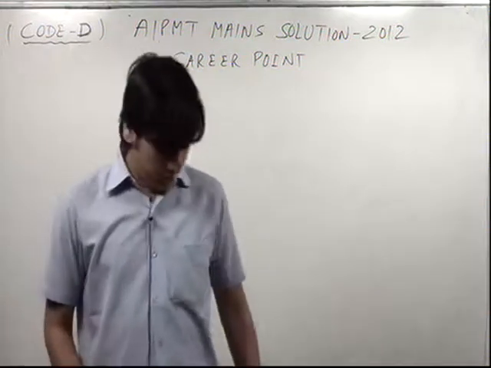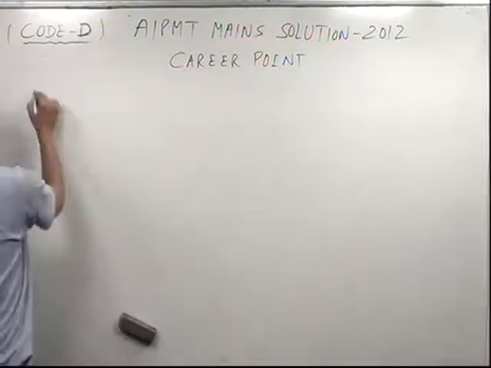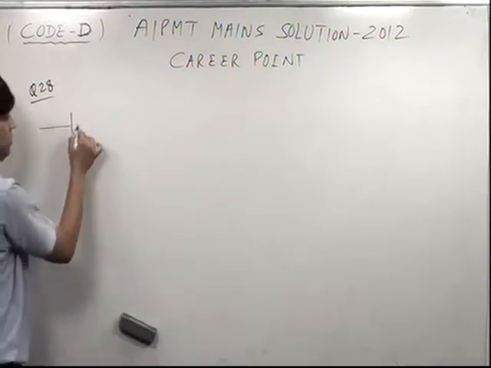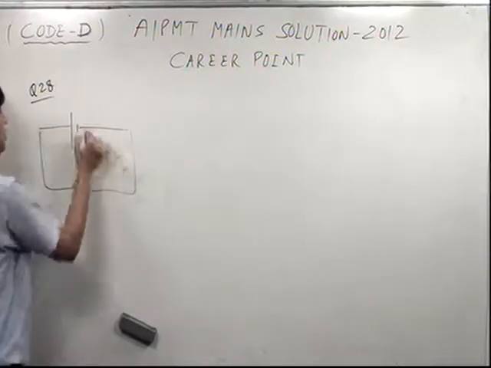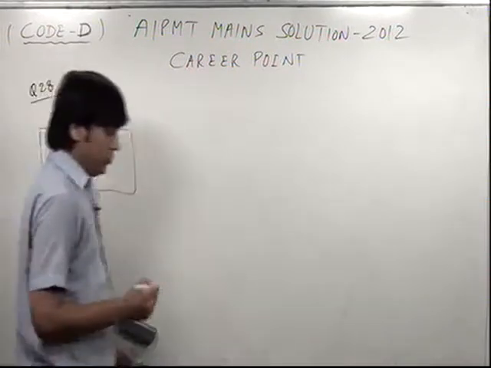In question number 28, the circuit is like this. Question 28, the circuit is not provided, but I am giving the circuit for explaining the question. EMF E and this R. This is a variable resistance.